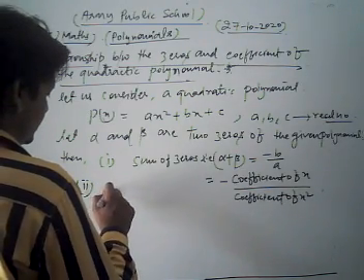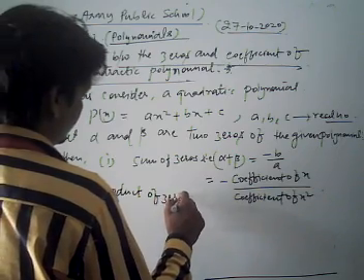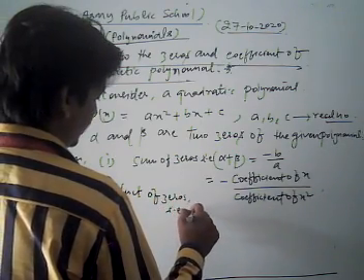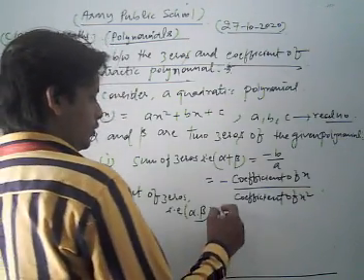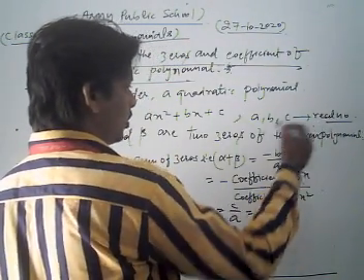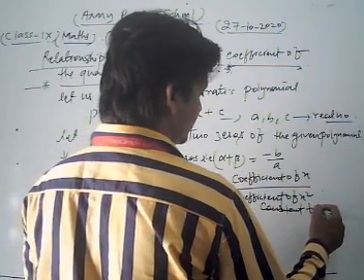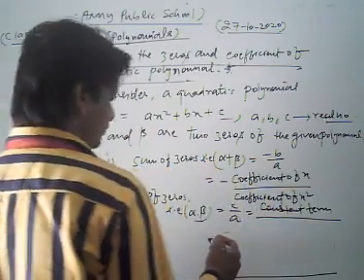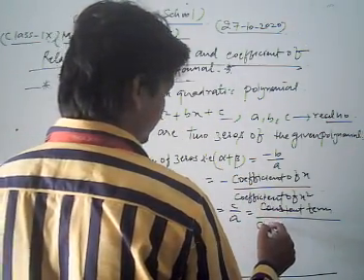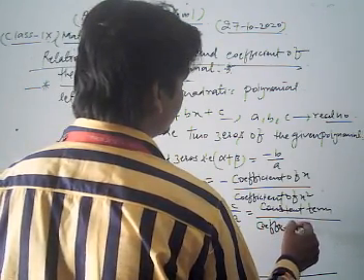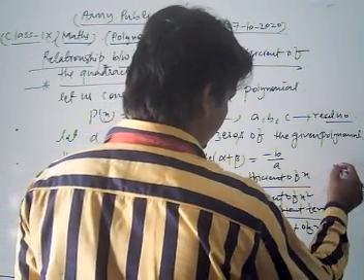Similarly, the second one is the product of zeros. Product of zeros means what? Alpha into beta, and this is equal to what? C upon a. Here c is what? Constant term, no? This is the constant term. Upon a means what? Coefficient of x square. So this is the relationship.